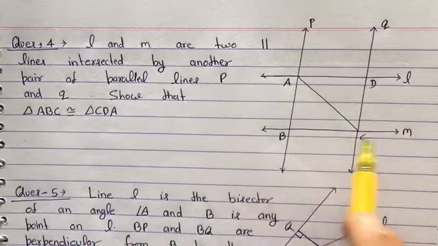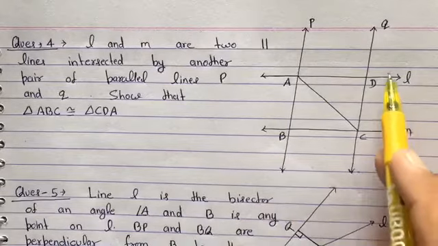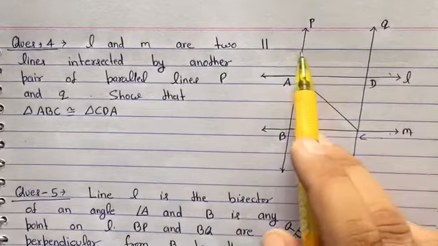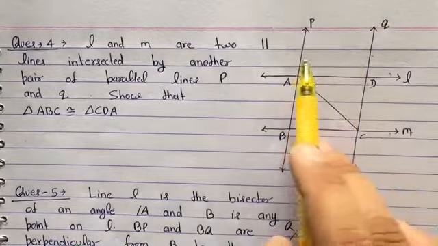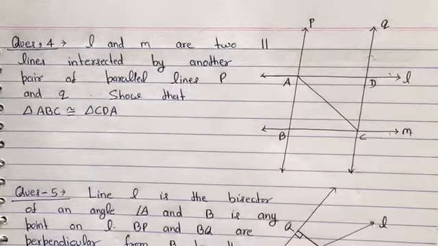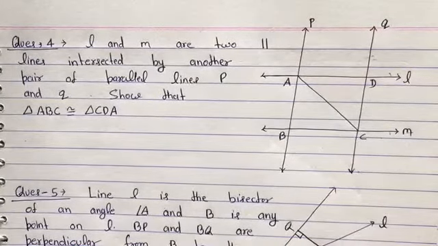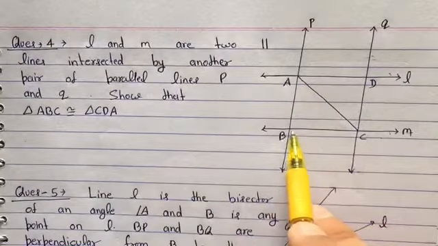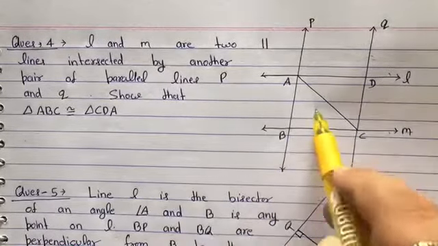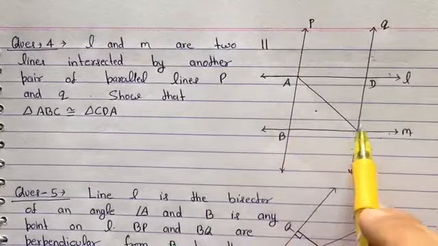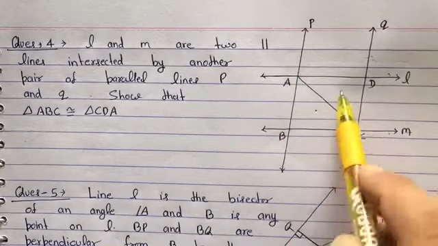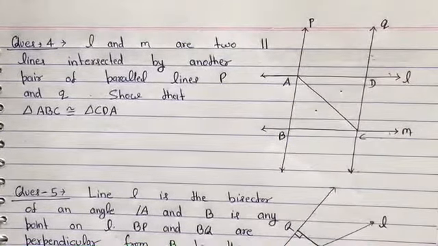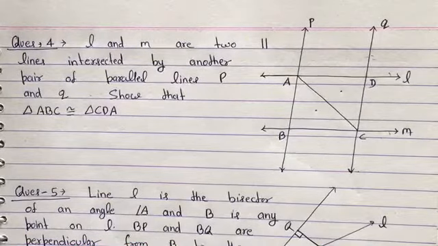This is line L and M, both are parallel to each other. This is line P and Q, these are also parallel to each other. Here we have to show that triangle ABC is congruent to the triangle CDA. We have to show that these two triangles are congruent.